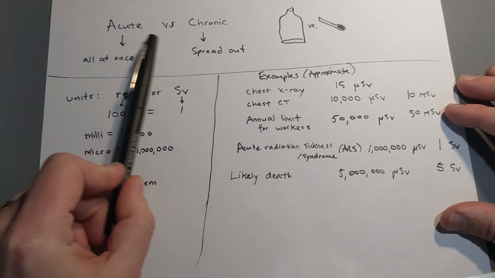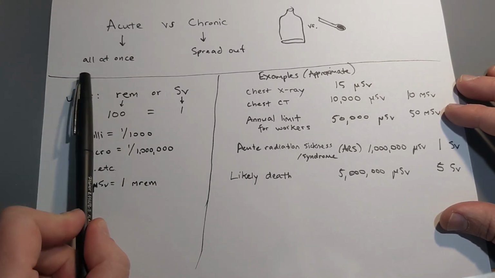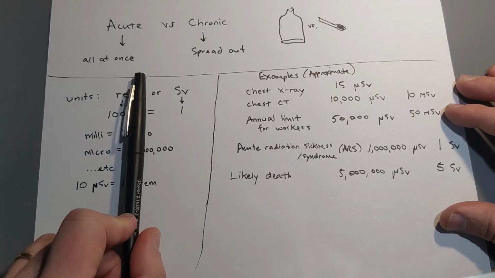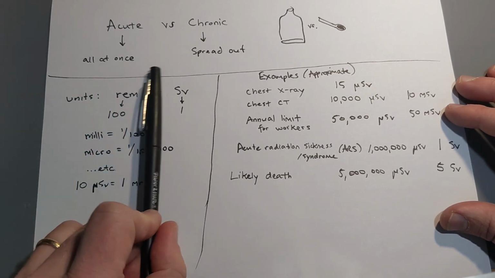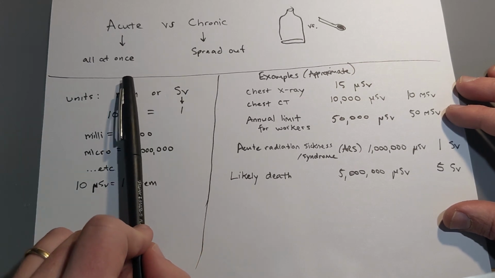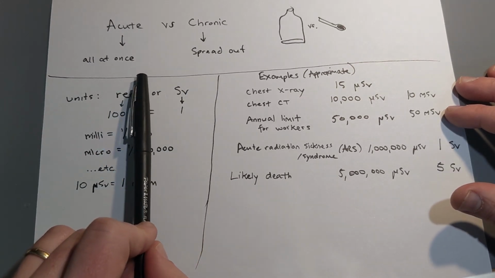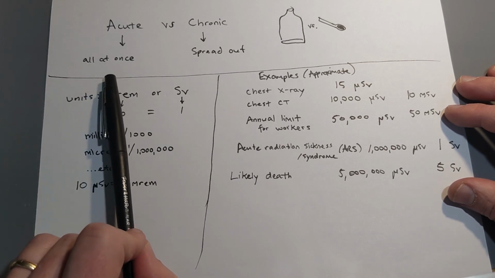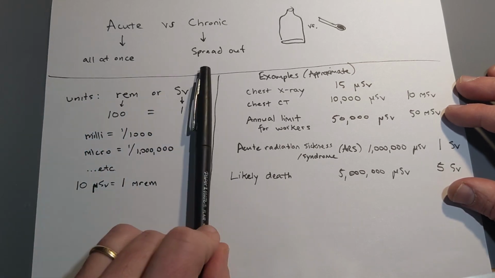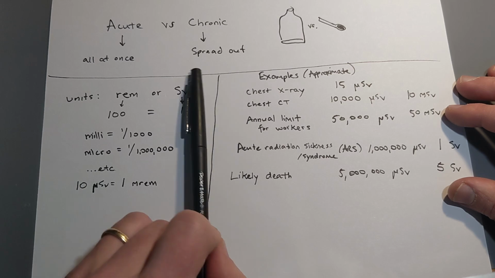And yes, acute is basically all at once, or more or less at once, not in an instant necessarily, but in a very short period of time. And what's a short period of time? Usually minutes to hours, maybe a day or two. If you get a bunch of radiation dose in that kind of time frame, it would usually be considered an acute dose. And chronic would mean spread out over a long period of time.